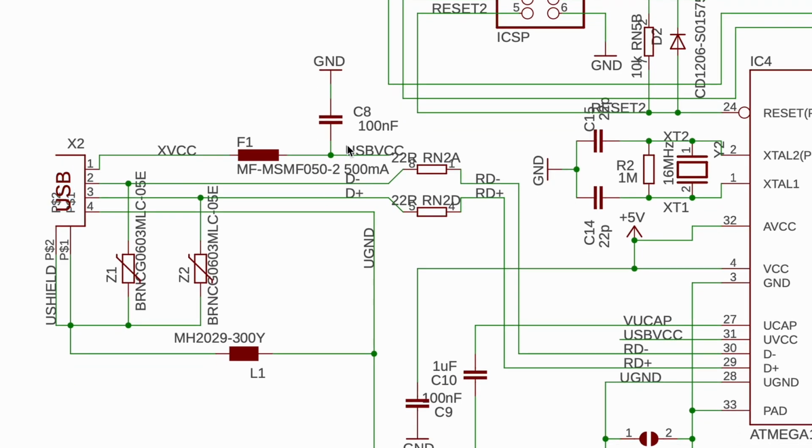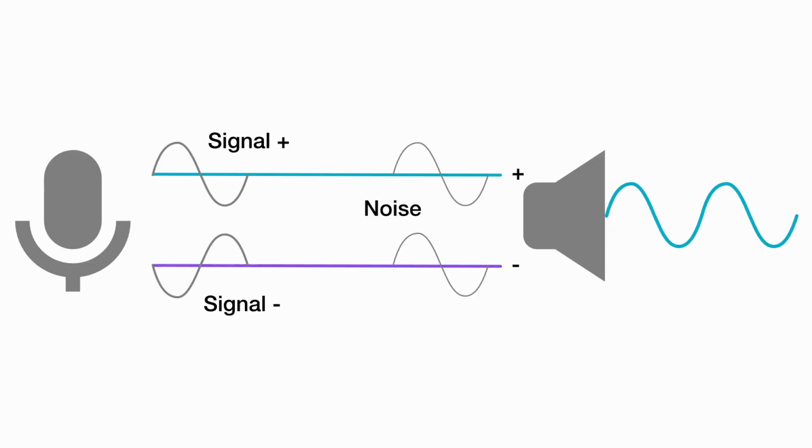It has four pins, one for power, one for ground, and a differential pair for the signal. This differential pair works similarly to how a microphone cable uses out-of-phase signals to cancel out any noise that may have been picked up by the cable acting as an antenna.